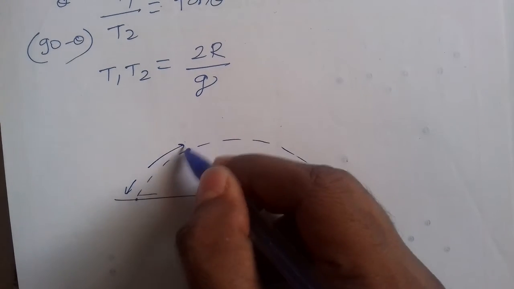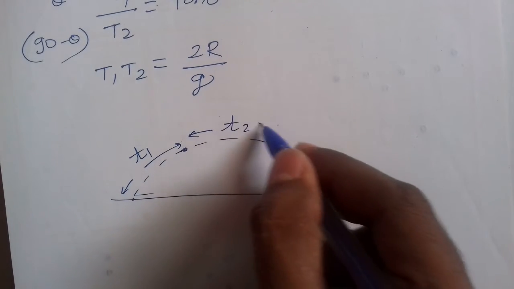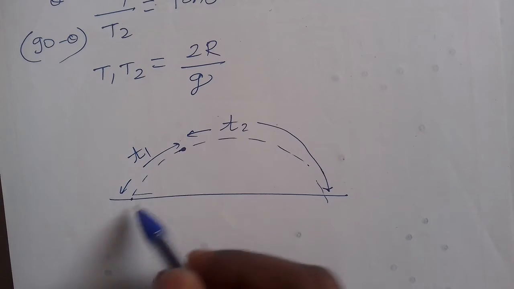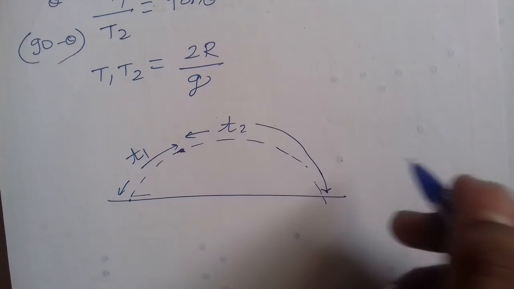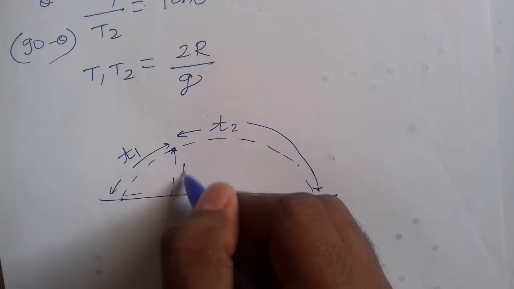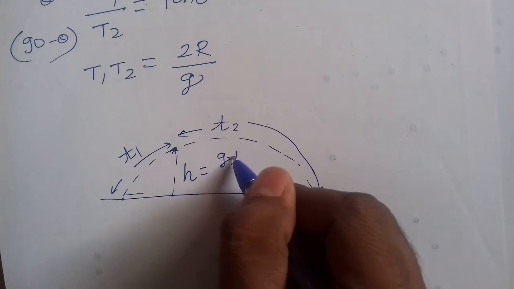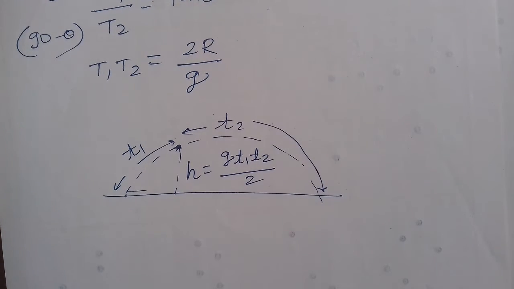Projectile takes time T1 to reach this point and time T2 to reach ground from that point. Then height of this point h is equal to what? It is g T1 T2 upon 2.